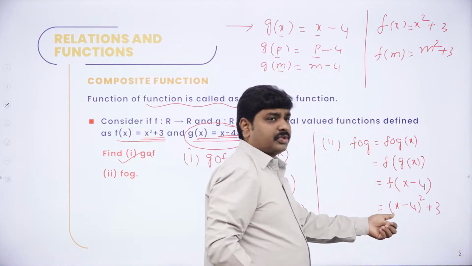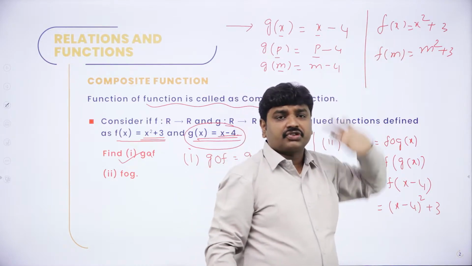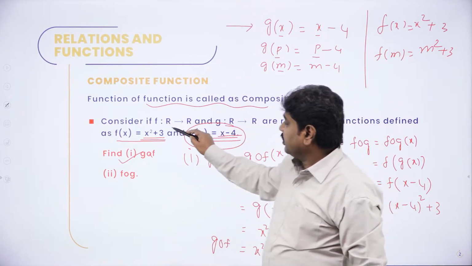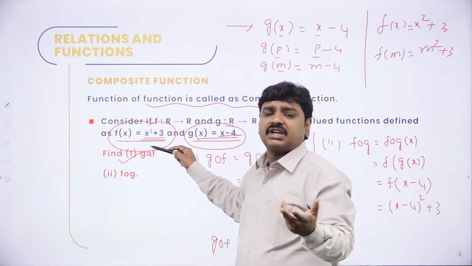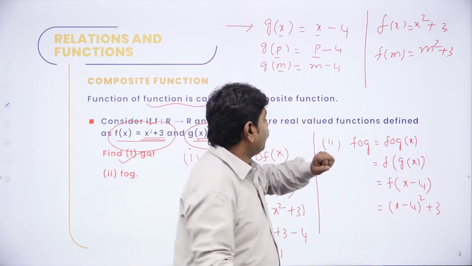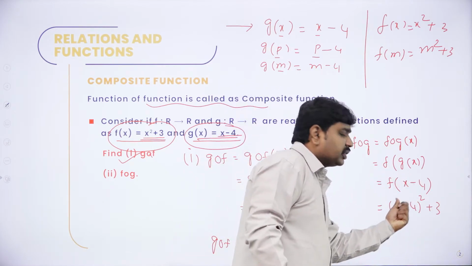I am writing this by referring to the question. In the question they gave f of x. What is f of x? X square plus 3. F of p is p square plus 3. F of alpha is alpha square plus 3. F of x minus 4 is the whole square, x minus 4, plus 3.